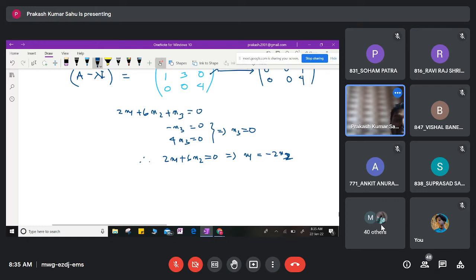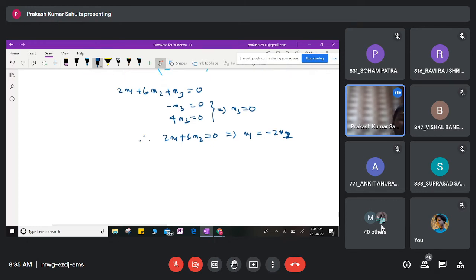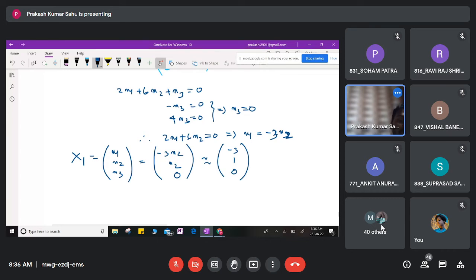Is it correct? So now x1 is equal to minus 3x2, yes, 6 by 2 is 3, you're right, minus 3x2. So x1 is equal to minus 3x2, x2 as it is, and x3 is equal to 0. So the eigenvector is minus 3, 1, 0. Is it correct?